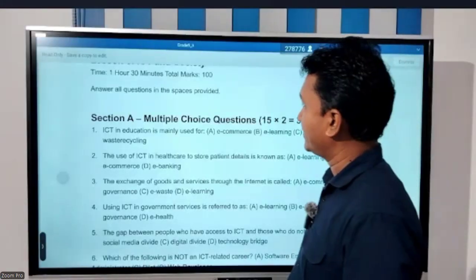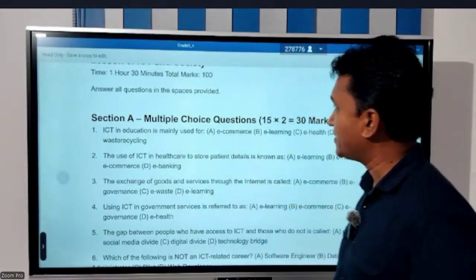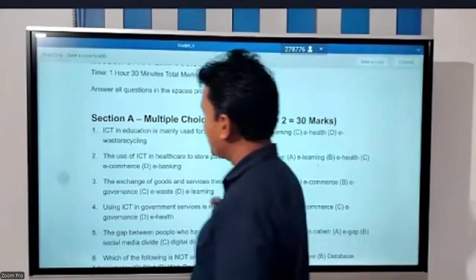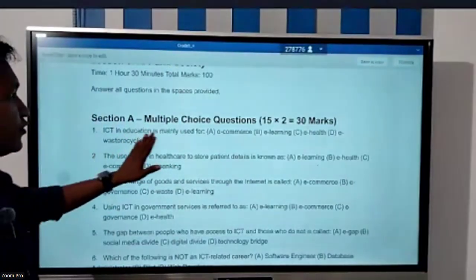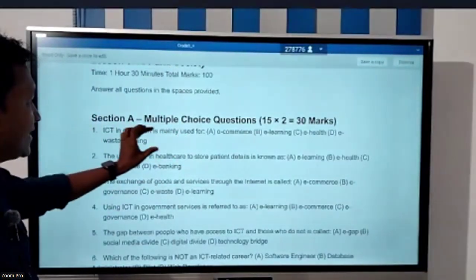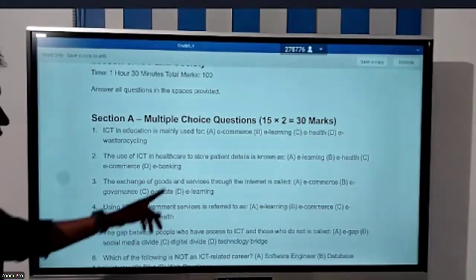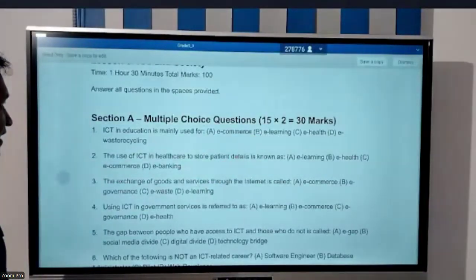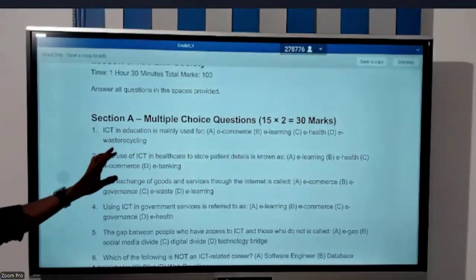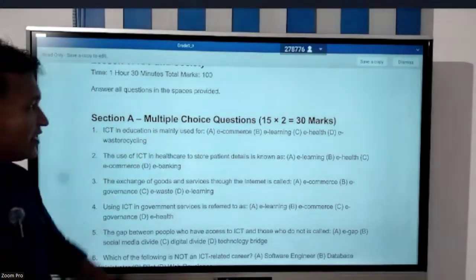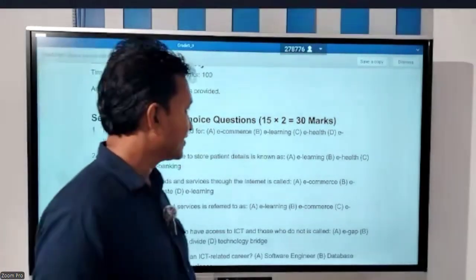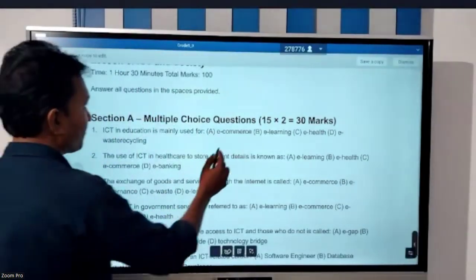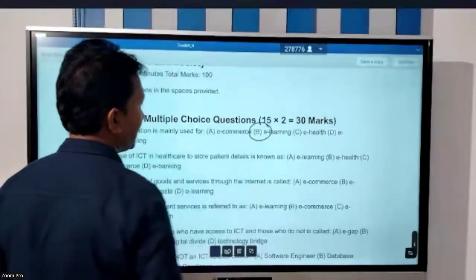First one, multiple choice questions, MCQ. ICT in education is mainly used for e-commerce, e-learning, e-health, e-waste, recycling. ICT in education is mainly used for what? E-learning. Answer is B, e-learning.